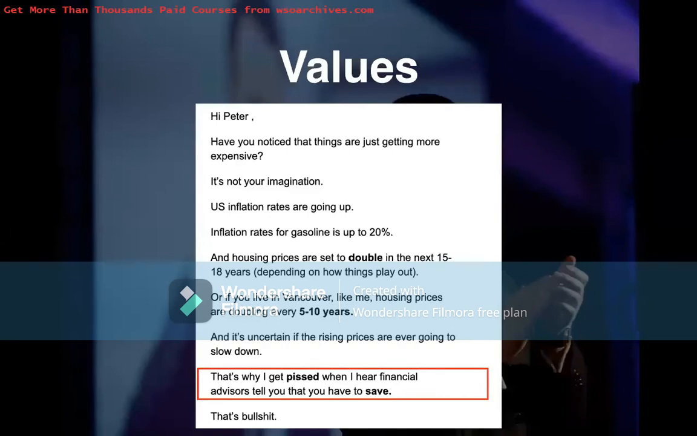But because you show them you have the same values as them, it triggers subconsciously for them to feel like, oh, you're one of us. You're in my group. You're on my side. Right?